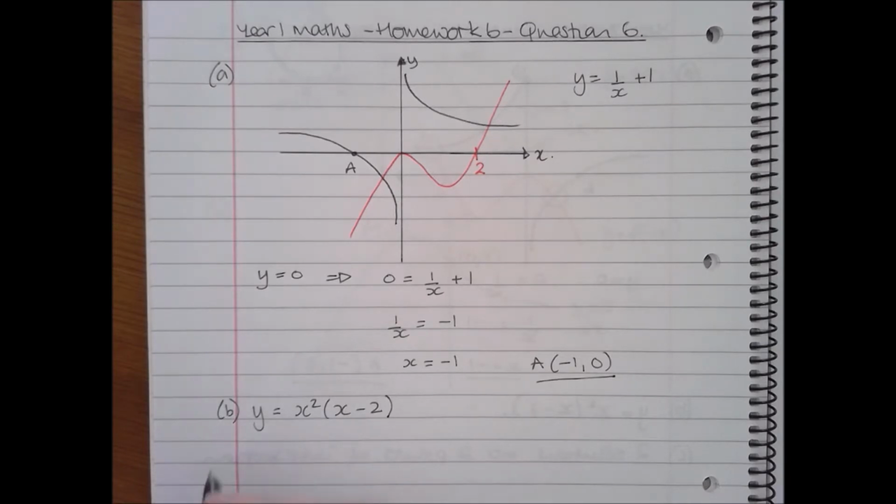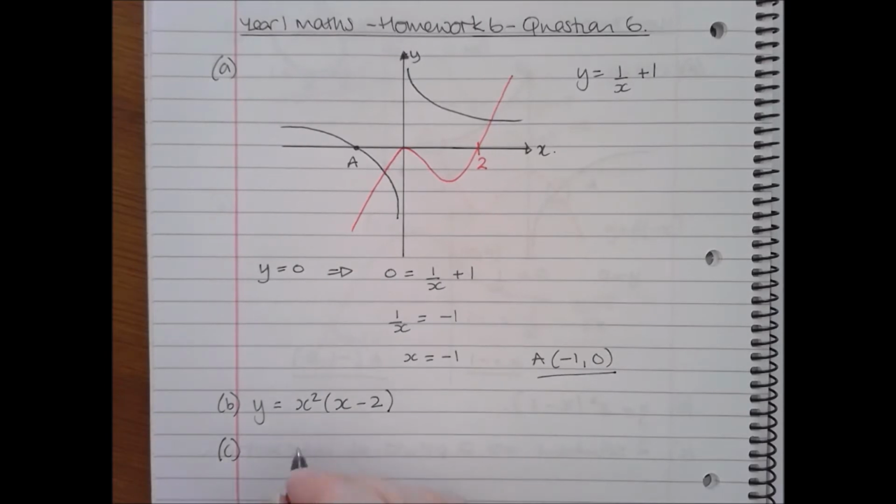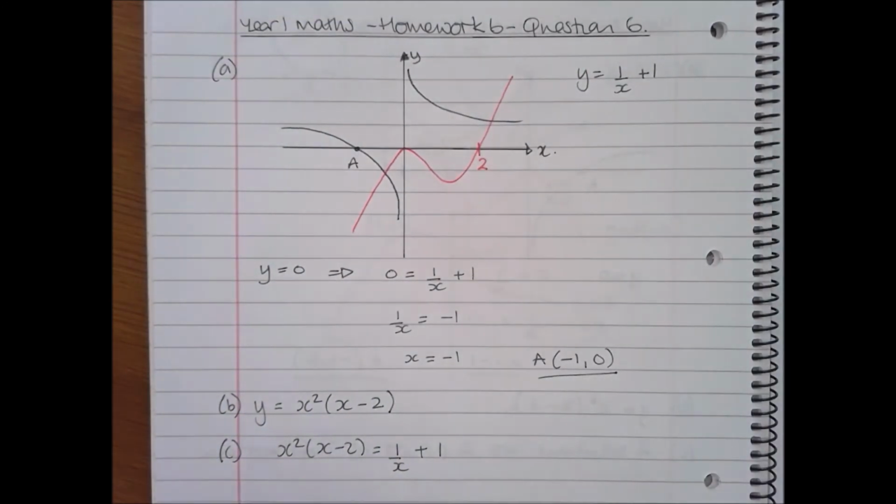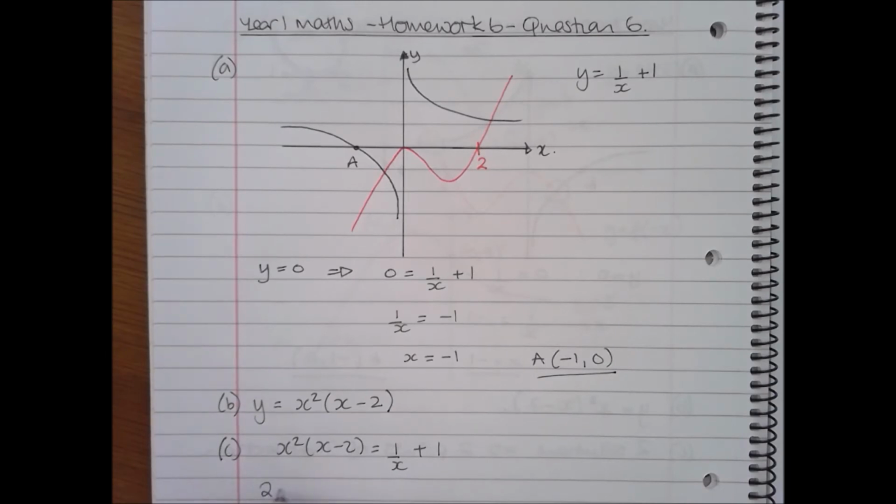And then finally part C. Part C asks us to explain why x squared x minus 2 equals 1 over x plus 1 has only 2 real solutions. Now, we do this by looking at the curve. We've effectively got a pair of simultaneous equations here that we're trying to solve. So we're looking for points of intersection, and from your curve you can see that there are 2 points of intersection.